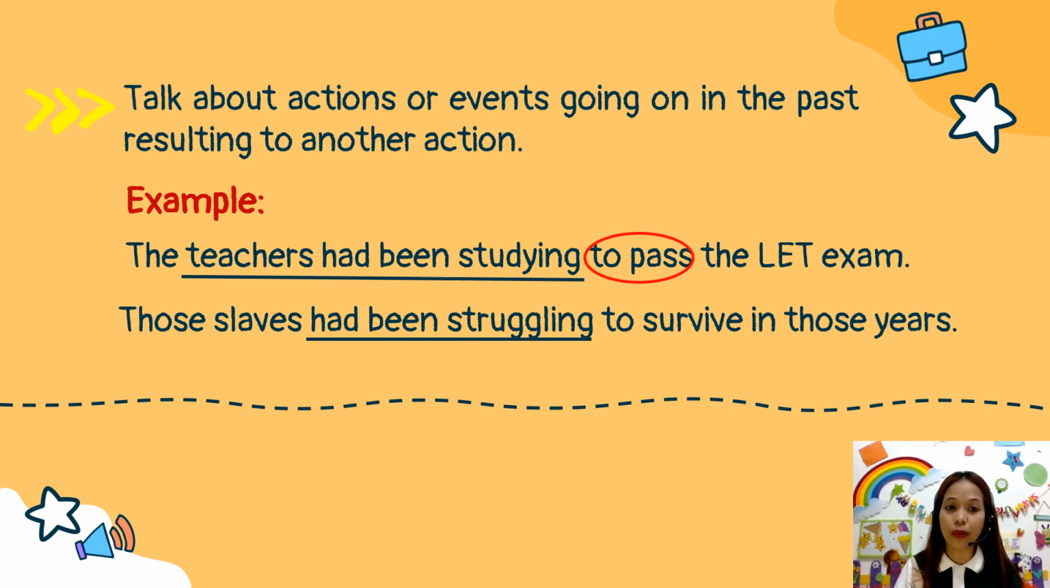The next example, those slaves had been struggling to survive in those years. So as you see, two actions in one sentence, right? So had been struggling is the action in the past that results in the second action, okay? To survive or to pass. All right?